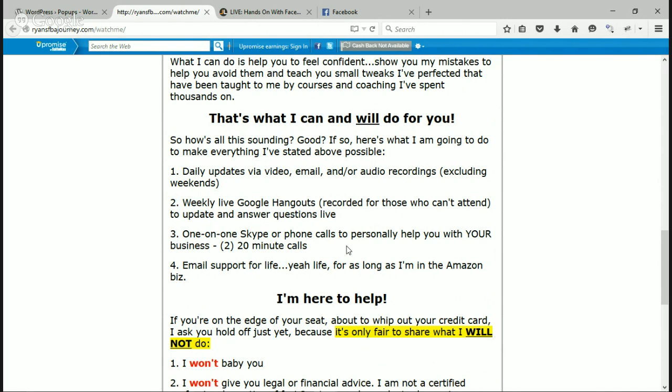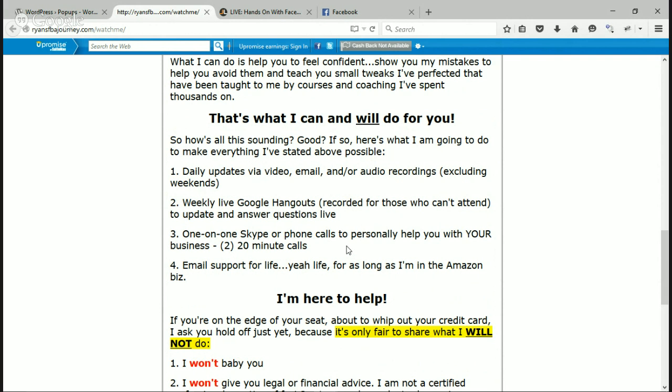Okay, awesome. All right, so this here is the offer structure. We're looking at the structure of an offer now. Daily updates via video, email, and/or audio recordings, excluding weekends, because, hey, we need our tequila. Weekly live Google Hangouts. Yes, learn from me about the technical issues with the Google Hangouts. Recorded for those who can't attend. That's awesome. To update and answer questions live. One-on-one Skype or phone calls to personally help you with your business.